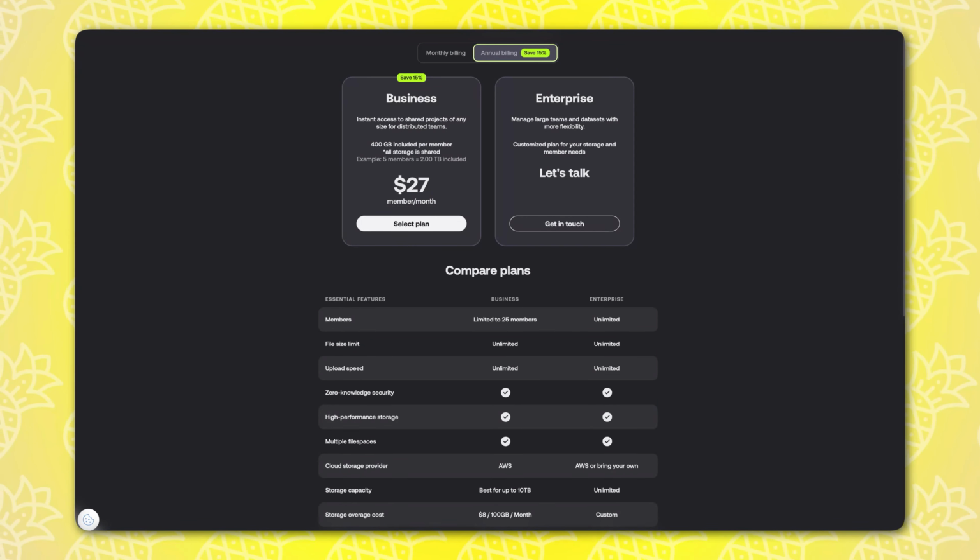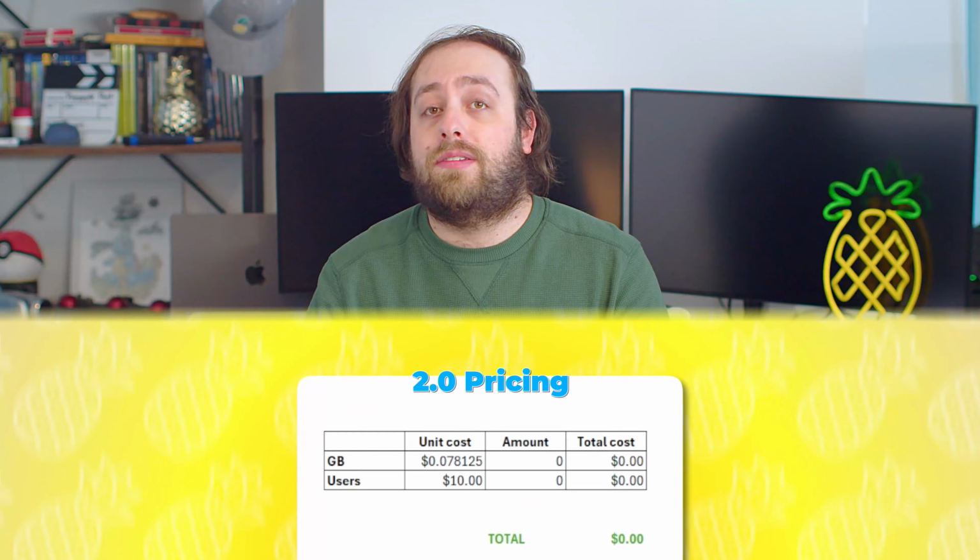Let's bring up the pricing calculator and do a direct comparison. Starting from the Lucid 2.0 pricing on the left, let's enter in the user count and total gigabytes. I'm using a scenario here from an actual media space that I manage for a medium-sized agency with tens of projects in the works at any given time. 11 users and 4,850 gigabytes or 4.85 terabytes.